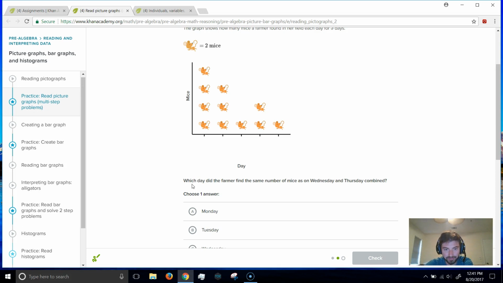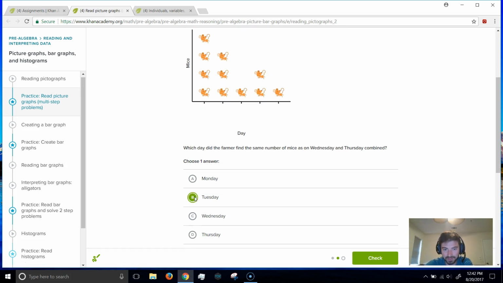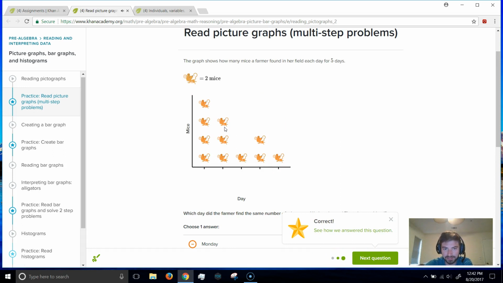Okay. So the question is, which day did the farmer find the same number of mice as on Wednesday and Thursday combined? So if this is Wednesday, this is Thursday, it's 6 mice, or 3 of these little figures times 2 is 6. So that's going to be the same as Tuesday. So I'm going to click that. Let's see if it's right. So I like that. That was the answer they're looking for. So my assumption that these were each a day is correct. They can be a problem sometimes.